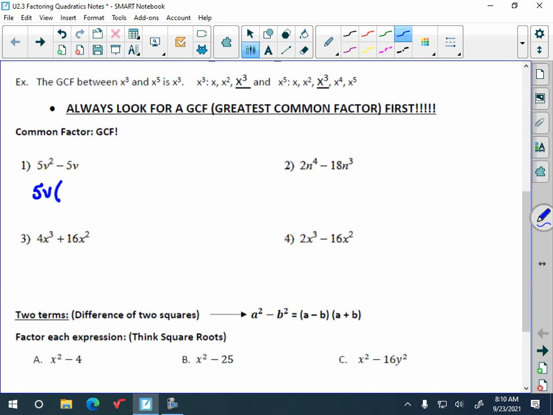All right, then we put parentheses. And now what you're going to do is divide each of these two terms. You're just dividing this by 5v. So if we divide 5v squared by 5v, the 5s cancel. V squared divided by v is just v. Minus. And then when we divide 5v by 5v, that's 1. All right, so this is factored all the way.